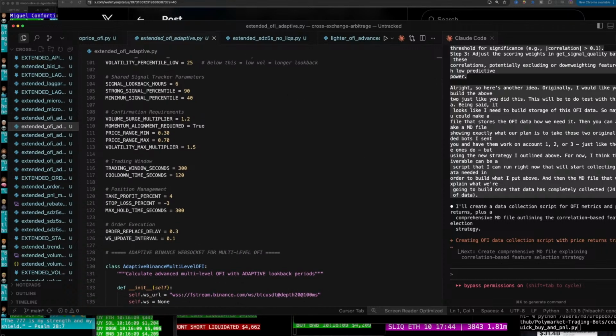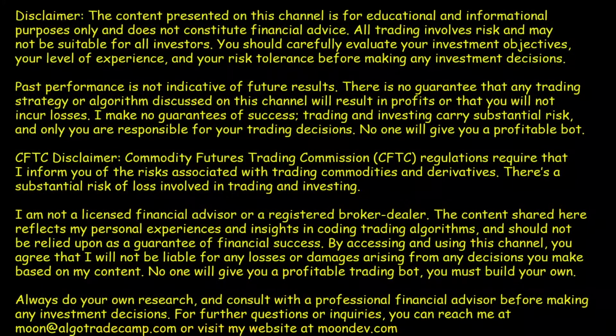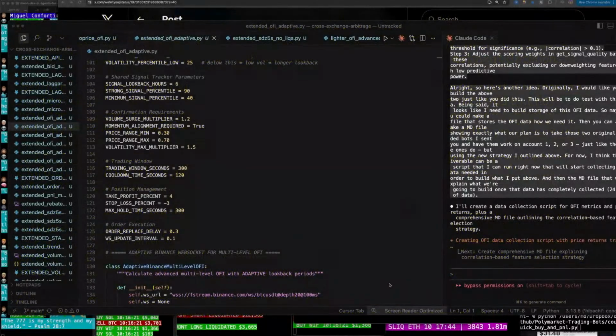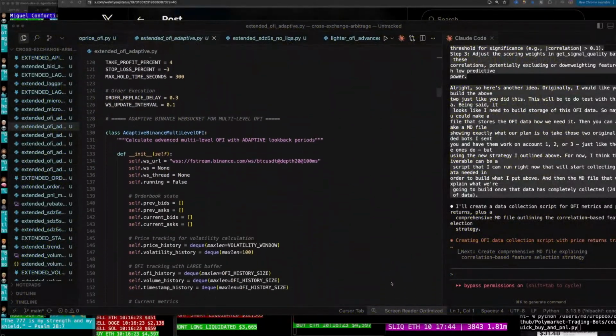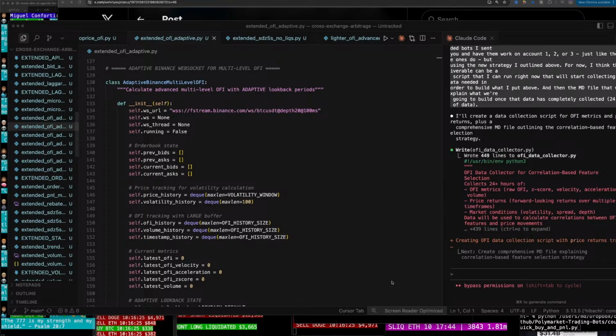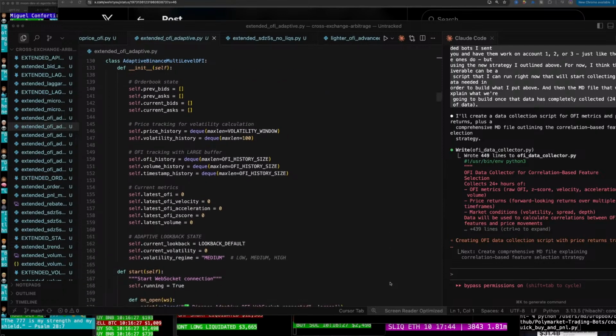That's pretty much guaranteed, because you don't know what's going on in the bot, and I just built it. Please pause the video here before you look at the rest of the code. Thank you. Just read this. Not a financial advisor. You can see we're using Binance still for the market data here, order book data.